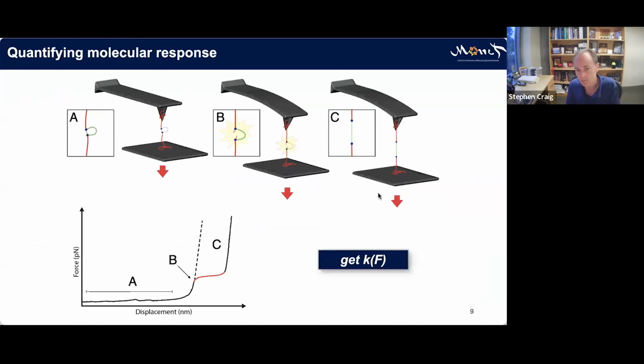Okay. And one of the nice things is we can actually quantify that reactivity. So in my lab, we have a couple of home-built atomic force microscopes.